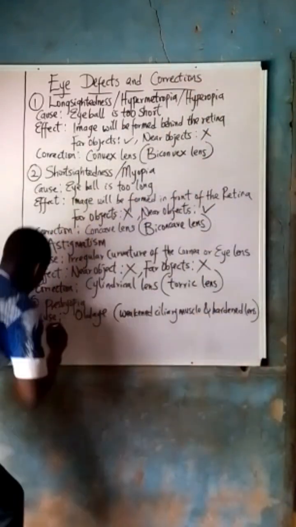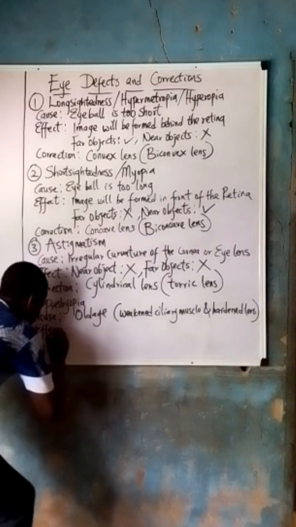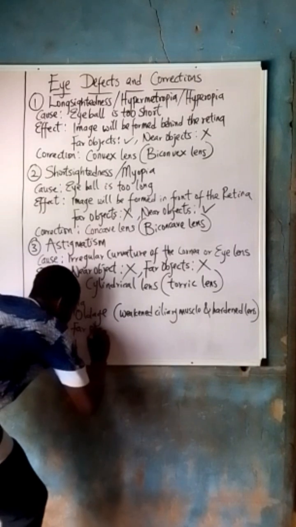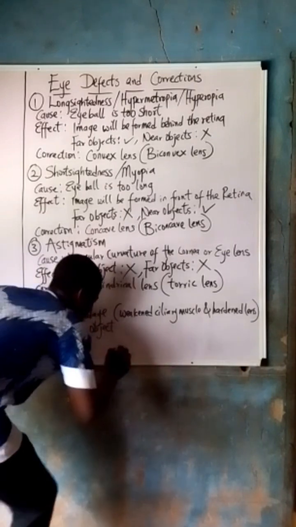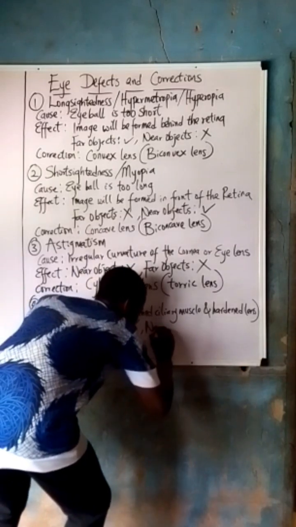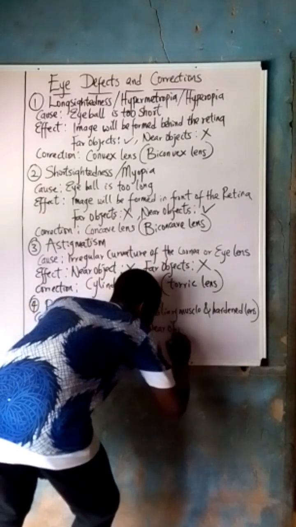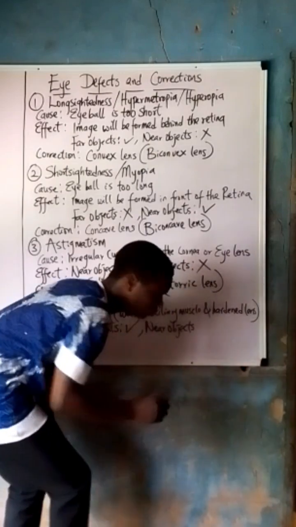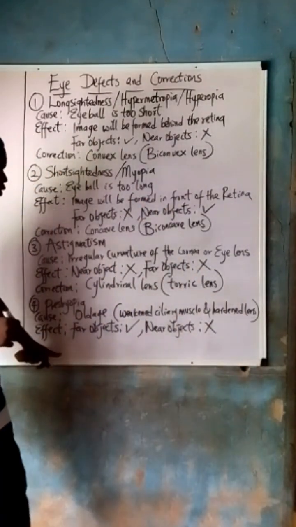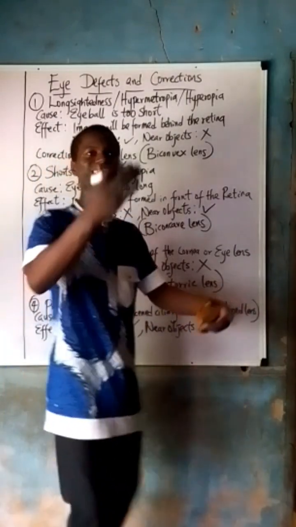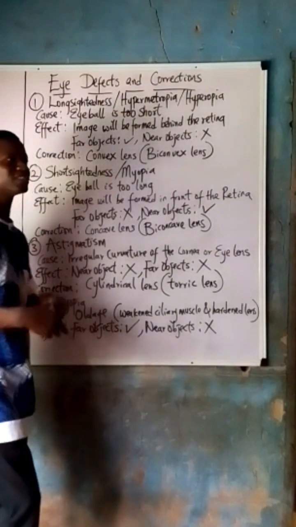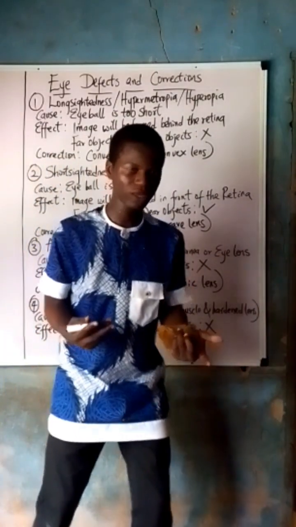So what is the effect for this one? Now the effect is that the person won't have issues seeing far objects. So far objects can be seen clearly. Now when it comes to seeing near objects at close distance, that's where the issue will be. Okay, they cannot see objects at close distance without the aid of a lens. So for near objects they'll be having blurry images. But for far objects they can see clearly. Okay, now I hope that is clear.